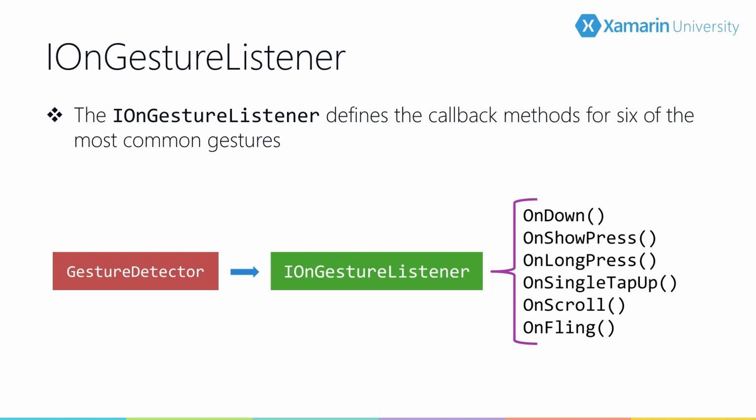OnSingleTapUp is called when a finger has touched the screen, hasn't moved, and then releases in less than 600 milliseconds. So what this means is you'll get an OnSingleTapUp or an OnLongPress for a given interaction, but never both. However, it is possible and actually likely that OnShowPress will be called regardless for both of those interaction patterns.